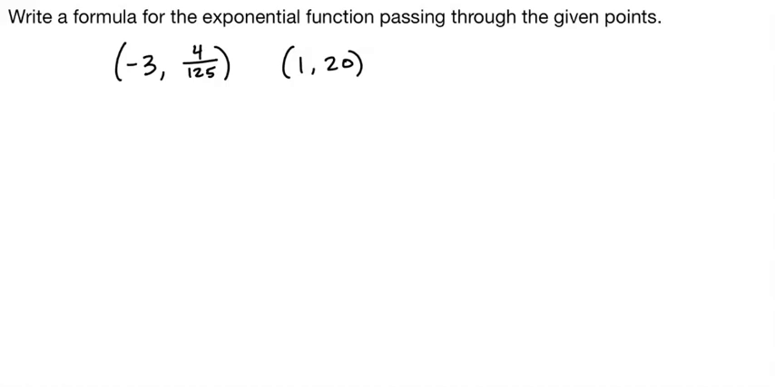Let's look at how we can write a formula for an exponential function passing through two given points. So here our points are (-3, 4/125) and (1, 20). When we're thinking about writing an exponential function, we're thinking about a function of the form f(x) = a times b to the power of x. So we need to find a value for a, and we need to find a value for b.